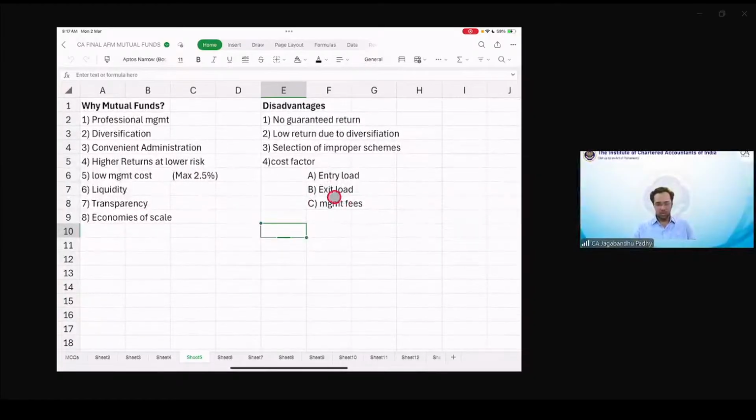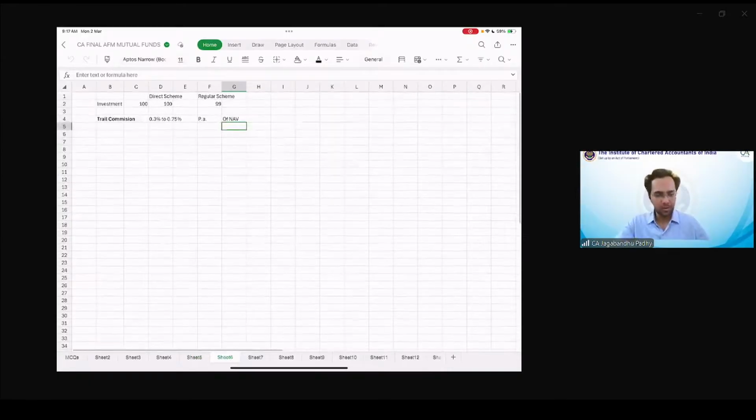So entry load is the amount of fees or brokerage or transaction charges which you pay when you're buying a security, and exit load is the fees or transaction fees that you pay when you're taking exit from it. And then the management fees. Management fees is paid every year as and when the mutual fund is managing. So every year, this is the expense that the mutual fund is going to pay out. Okay.